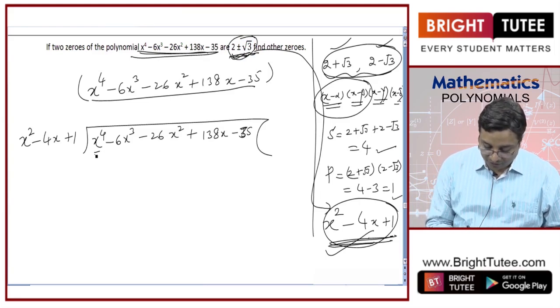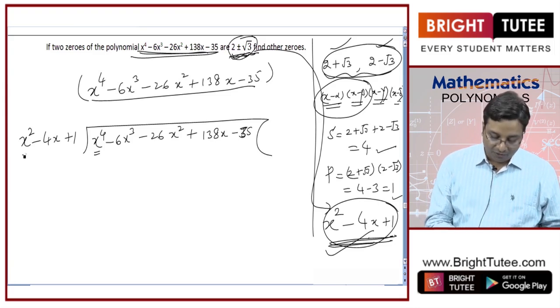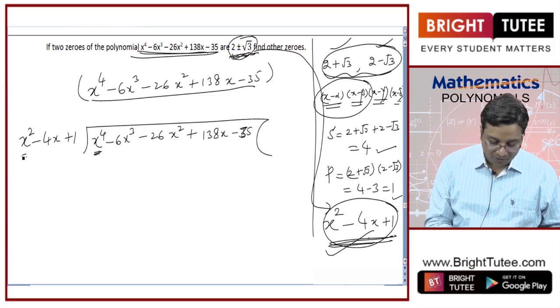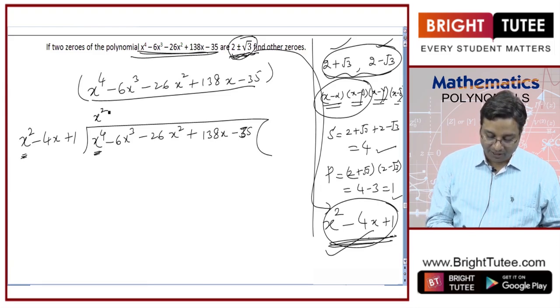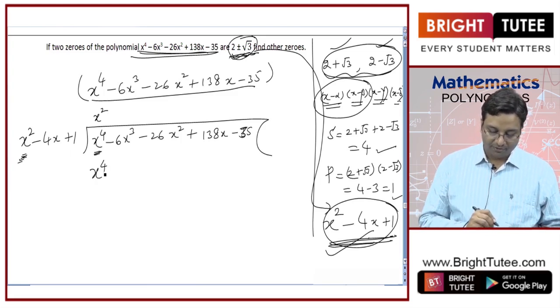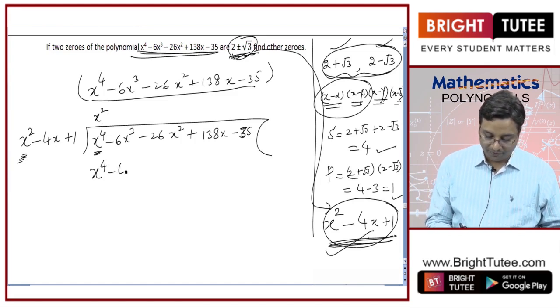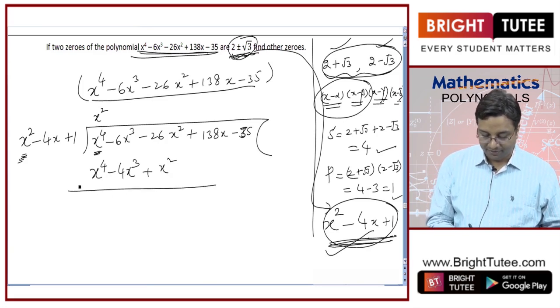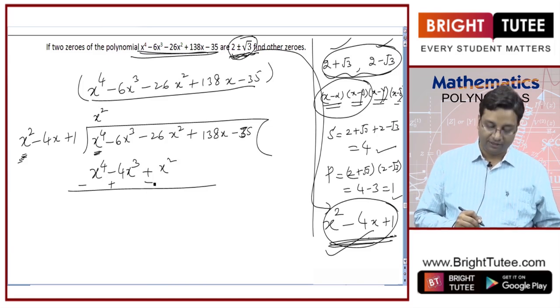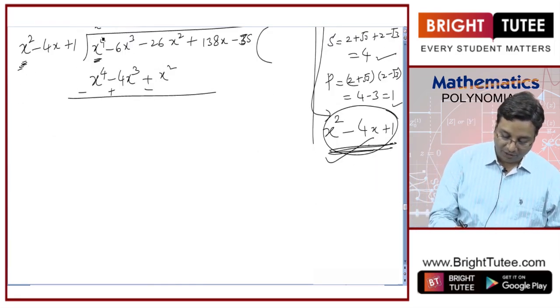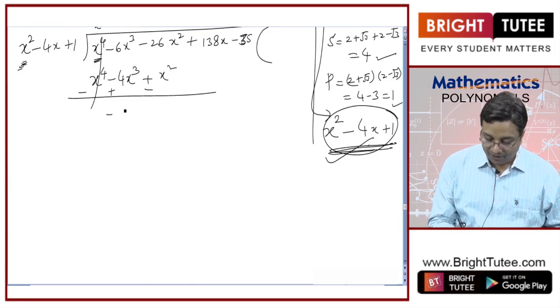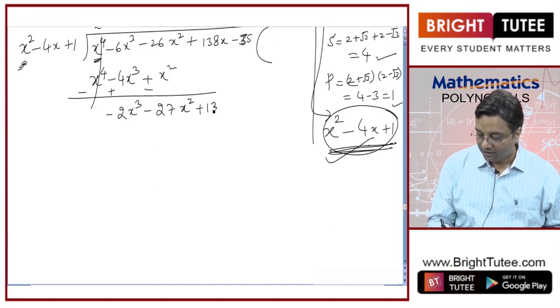And how do we divide these kinds of polynomials? We just concentrate on the first terms first, right? How do we make x raised to power 4 from the first term of this? By multiplying by x square, right? Now if I multiply this by x square, it will give me x raised to power 4 minus 4x cubed plus x square, right? Then I subtract. This is the usual way. So x raised to power 4 gets cancelled here. This will be minus 2x cube minus 27 x square plus, write the rest of the terms as it is.